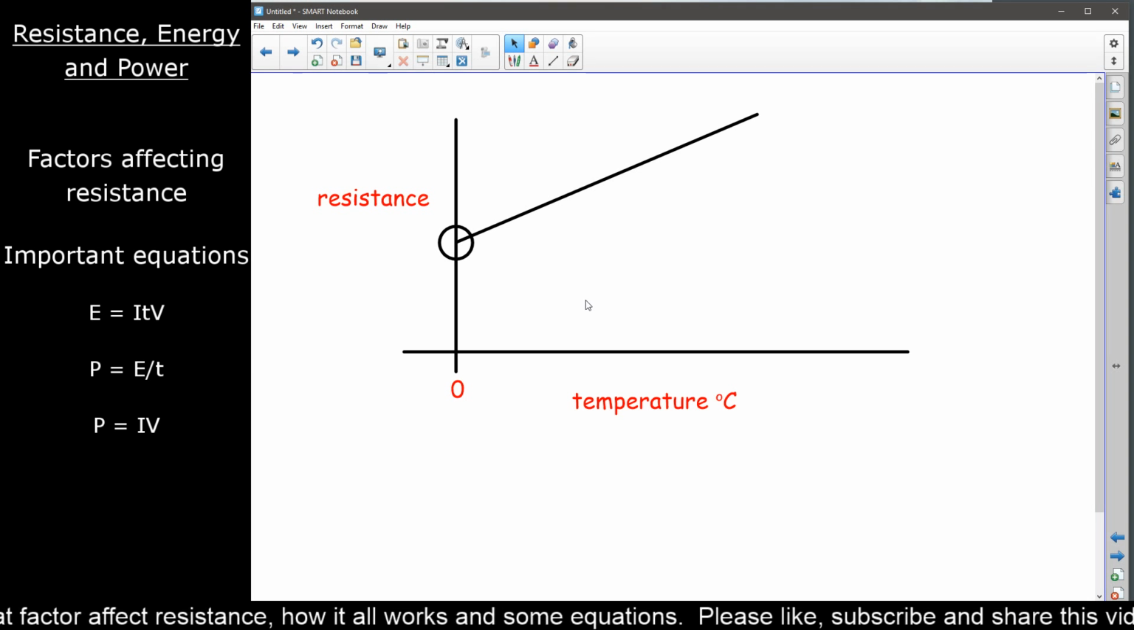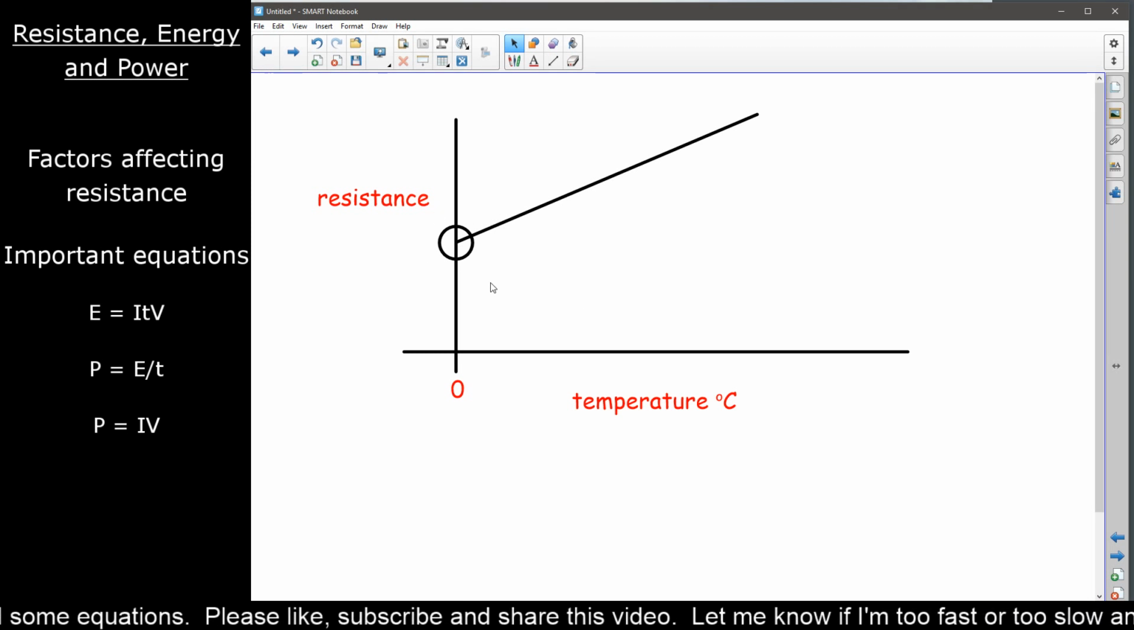Length of a wire. Double the length, double the resistance. Thickness of the wire. Double the thickness, quarter the resistance, because it's actually the area. Right? And then temperature of the wire, as the temperature increases, the resistance increases.